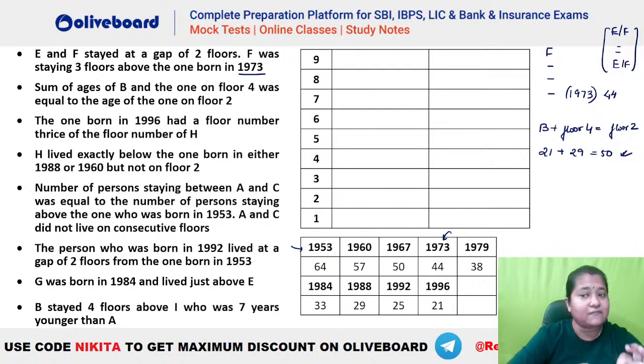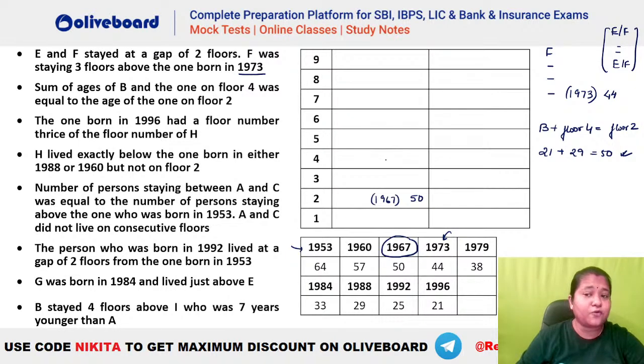Now from here, can we determine any information? There is one possibility only for floor number 2. That means he should be the person who is 50 years old, isn't it? So you can see that floor number 2 should be 50 years old. So 50 years old means he should be born in 1967. So you can see that this person should be born in 1967 and he is 50 years old. This is the only possibility.